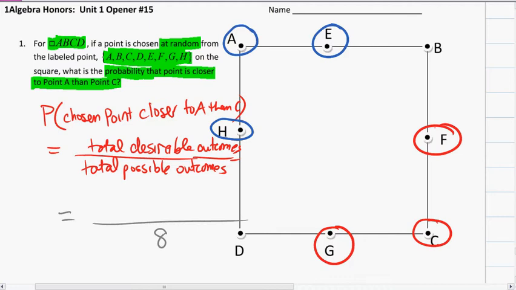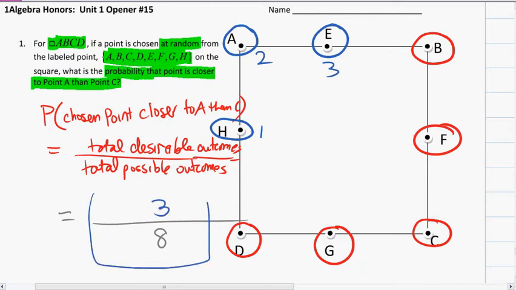So the question is, is it desirable? What is the probability that a point is closer to A than C? So if it's not closer, it's not desirable. So we're going to say that D is not closer to A than C. B is not closer to A than C. So we're looking for these 3. 1, 2, 3. 3 out of 8. So the probability of picking a point that's closer to A than C is 3 out of 8.